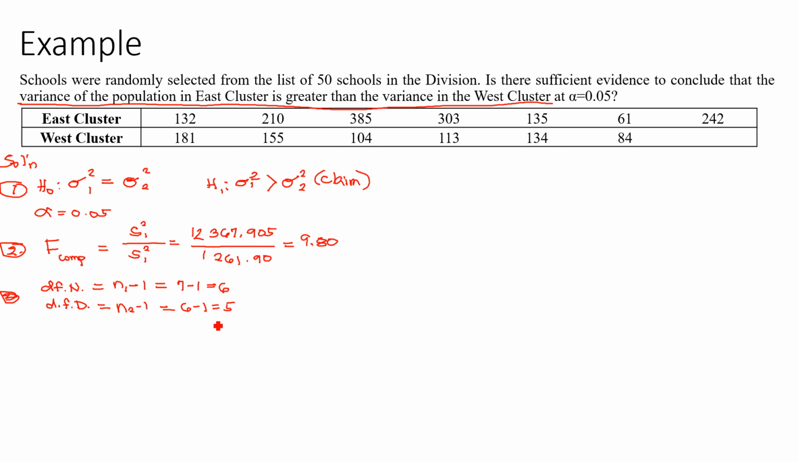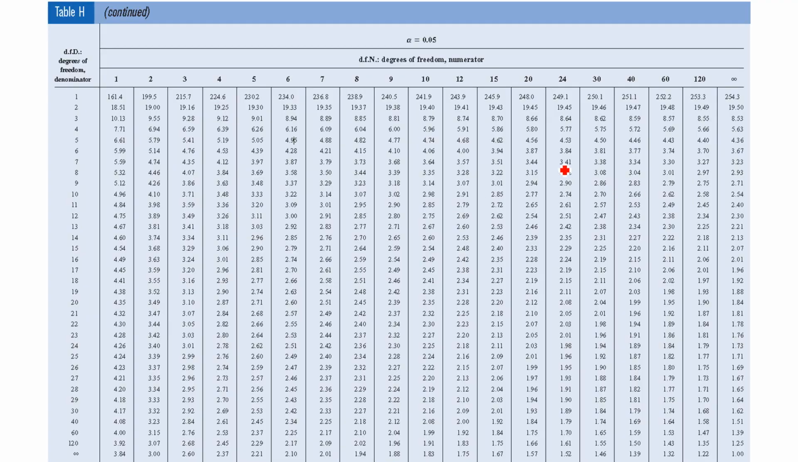Now let's go to our table. So for the numerator, 6, and the denominator is 5.